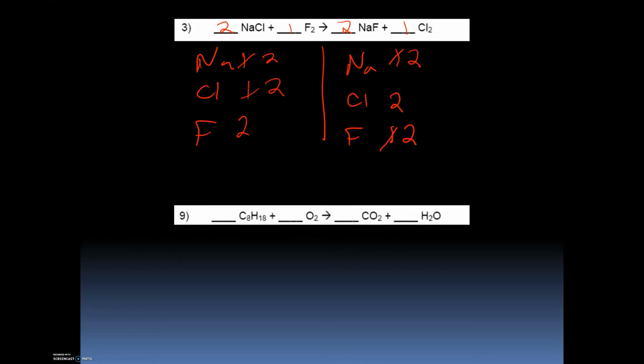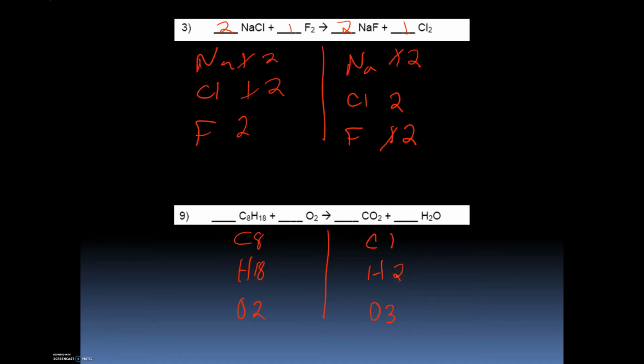Now, the last one we have to look at is a combustion reaction. A combustion reaction is where we take a hydrocarbon reacting with oxygen, and that produces CO2 and water. So we have 3 elements: carbon, hydrogen, and oxygen. So you have 8 carbons, 18 hydrogens, 2 oxygens, 1 carbon, 2 hydrogens, and 3 oxygens.